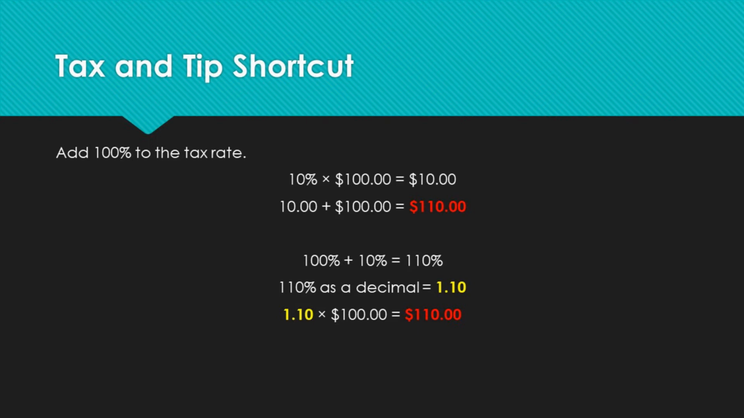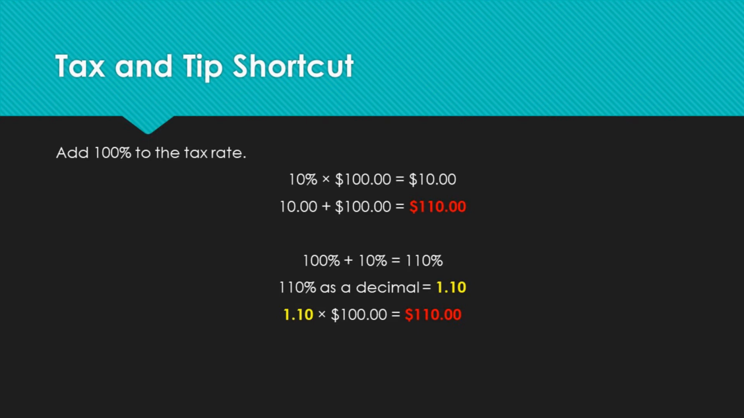For instance, if we have a bill for $100, and a tax rate of 10%, what will the total bill be? 10% of $100 is $10. Adding $100 and $10, we get $110. But what happens if we add 100% to our 10%? That makes the percentage 110%. As a decimal, it's 1.10. $100 times 1.10 is $110.